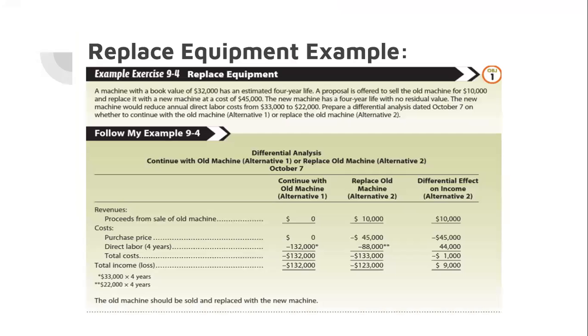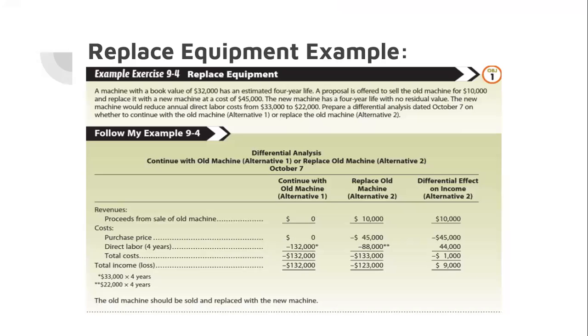Another example, a machine with a book value of $32,000 has an estimated 4-year life. A proposal is offered to sell the old machine for $10,000 and replace it with a new machine at a cost of $45,000. The new machine has a 4-year life with no residual value. The new machine would reduce annual direct labor cost from $33,000 to $22,000. To prepare a differential analysis dated October 7.